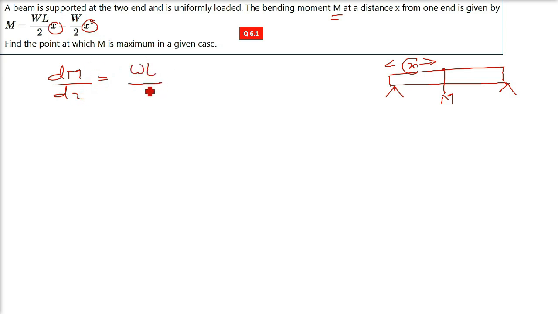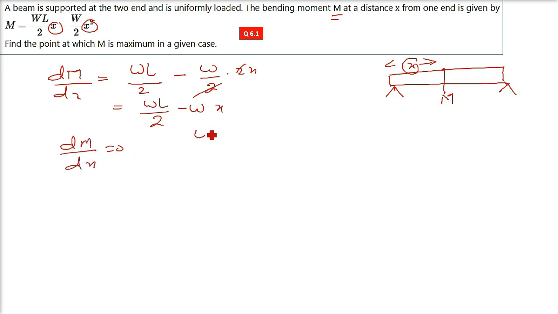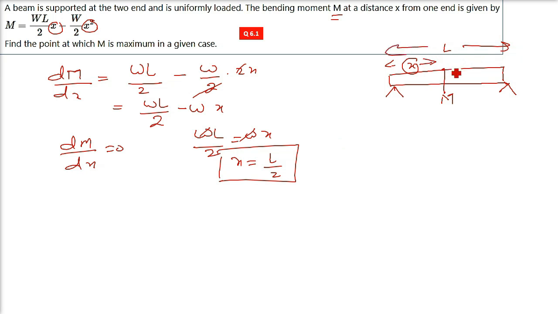We have WL by 2 x differentiated. W by 2 x square will be 2x, the 2 gets cancelled. WL by 2 minus W into x. This is our differentiated value. Now the second step after differentiation is to equate this to 0 in order to get the relationship between x and L. X is what we have seen from the question, and L is also from the question. So there is a relationship between them, and we have to tell the value of x in terms of L, which is L by 2. X is L by 2 in this case, that is the total length divided by 2, the half of the length.